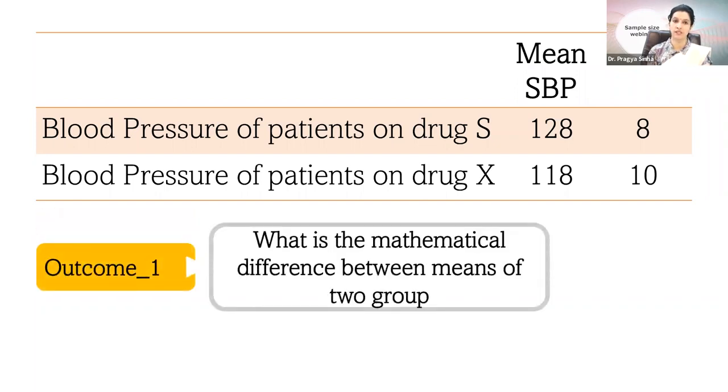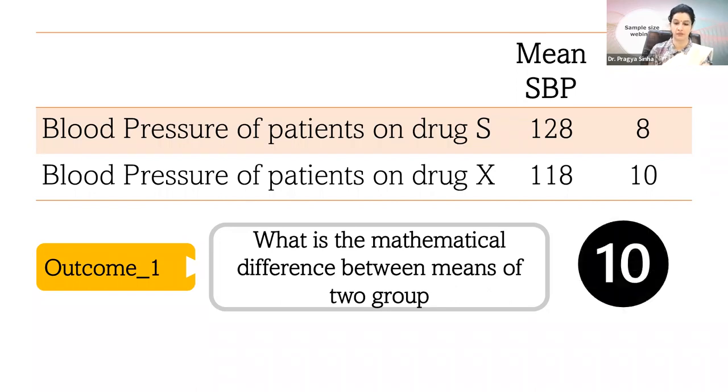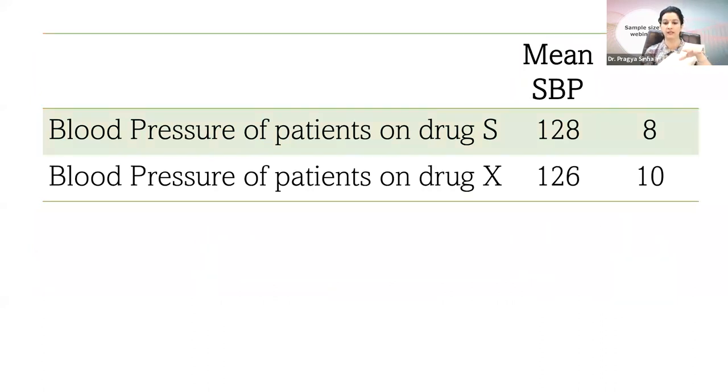So in this case, what is the outcome? So the outcome is, what is the mathematical difference in these two? The mathematical difference between the means of the two groups is 10 millimeters. So the difference between 128 and 118 will be 10 millimeters. So I have proven that this 10 millimeter difference is maybe clinically significant for me, because the new drug is able to lower the BP by 10 millimeters.